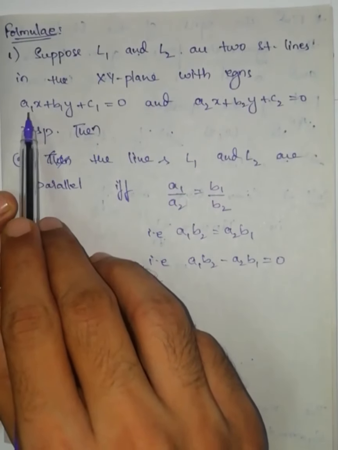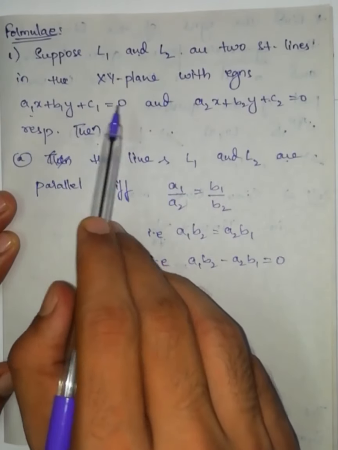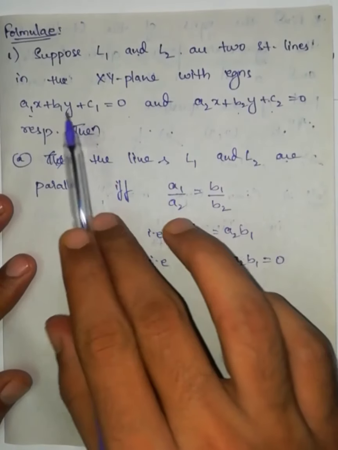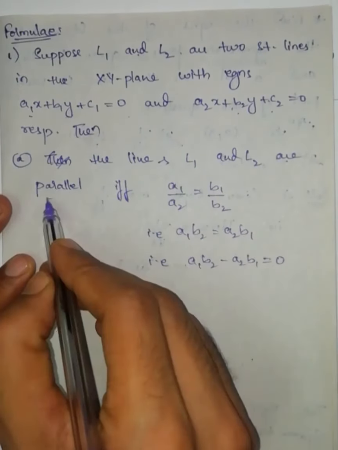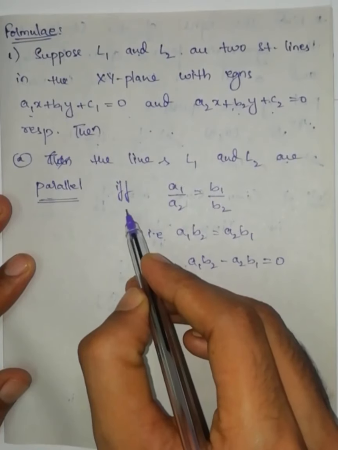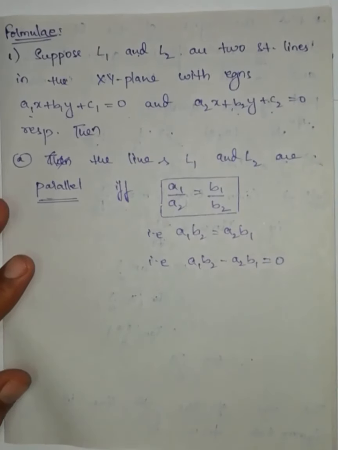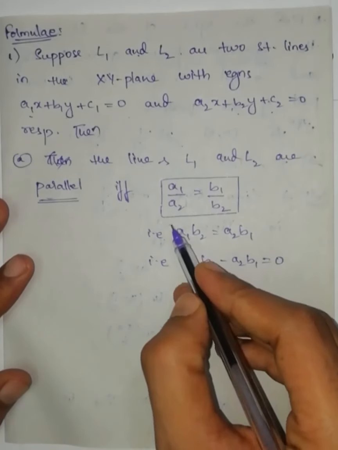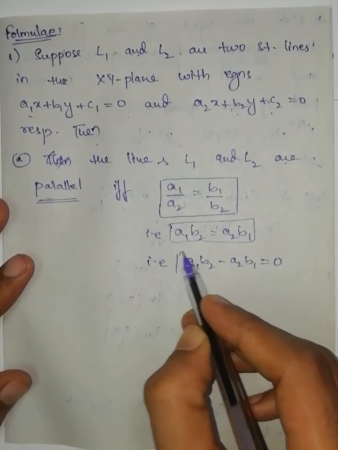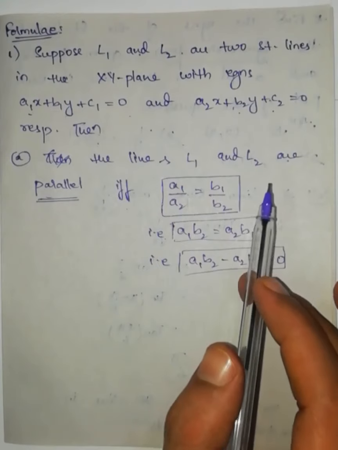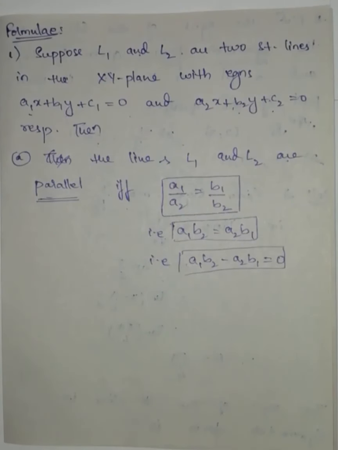I am going to take one line, that is a1x plus b1y plus c1 is equal to 0. Another line a2x plus b2y plus c2 is equal to 0. These two lines will be parallel if and only if they satisfy a1 by a2 is equal to b1 by b2. This is nothing but this one. Any one we can remember. a1 by a2 is equal to b1 by b2 is a simpler one. We can remember this one easily.